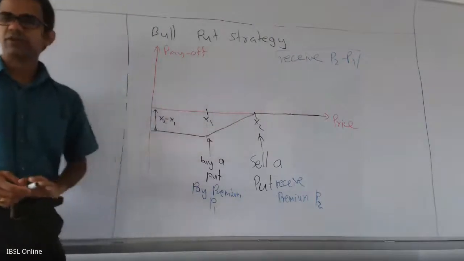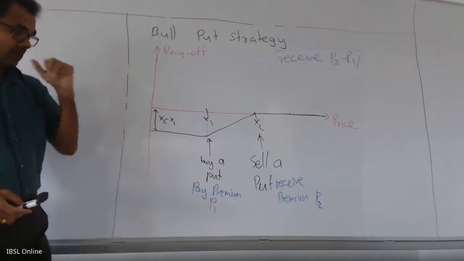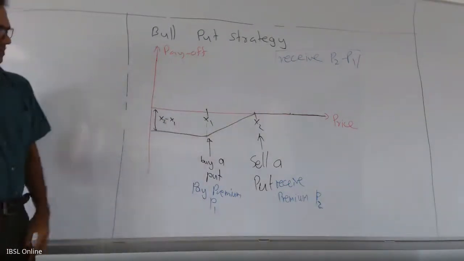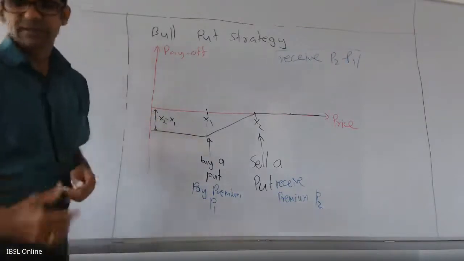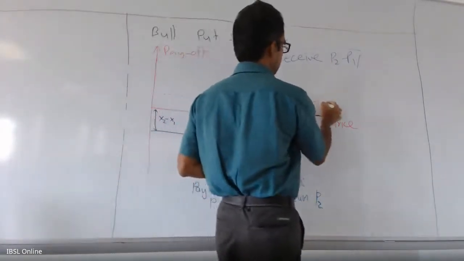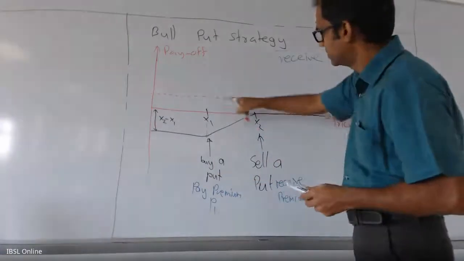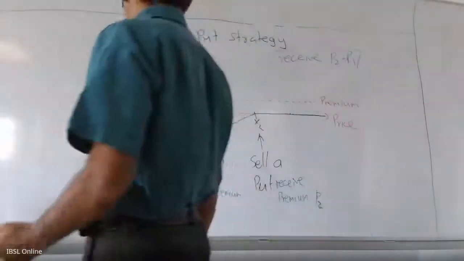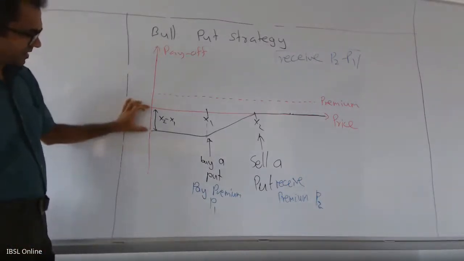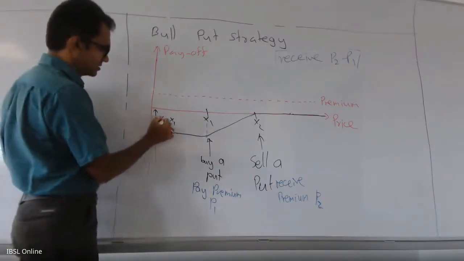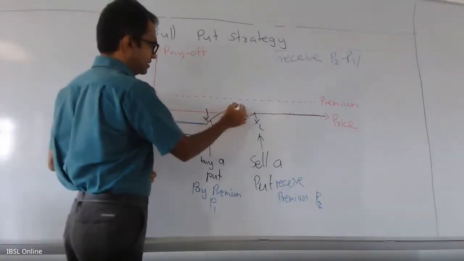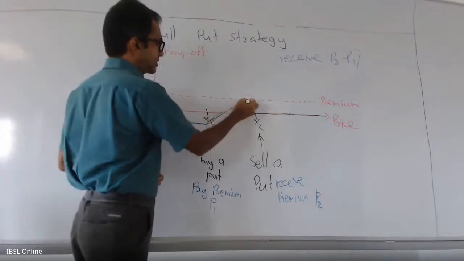This would be the payoff diagram for a bull put strategy, similar to the bull call strategy. Now what's there? There's a premium that you receive. That's the premium you receive. Then what would be the profit? This will go up. Your loss will be reduced by this amount. So your loss will be limited. From here and onwards, it will increase up to some level.